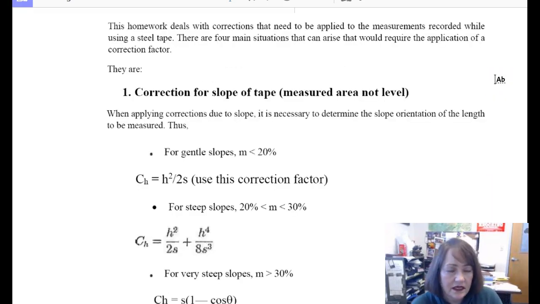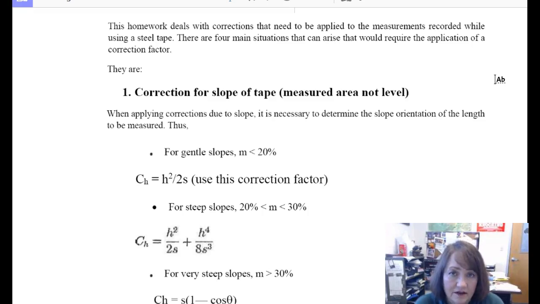When you use a steel tape to measure distances, there are 4 main corrections that you have to make. The first one is for the slope of a tape. In other words, if you are measuring a distance that is not horizontal, you need to correct the slope distance, which is what you would measure, to a horizontal. And the correction factor, if you think about it, a slope distance is always longer than a horizontal distance.